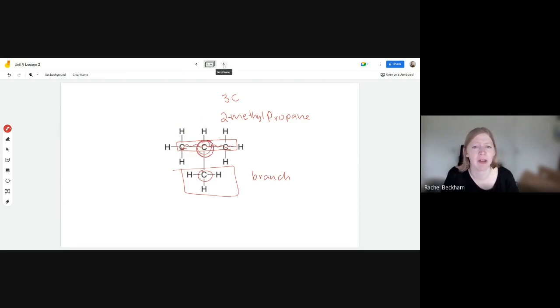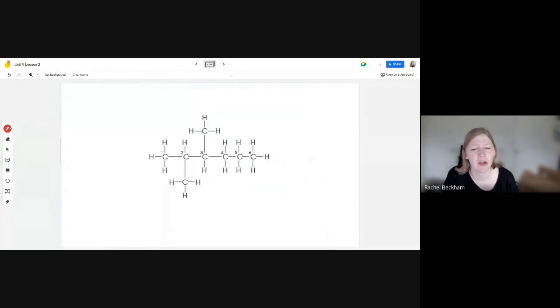So we're going to practice plenty more with that. So this is your first actual problem from your lesson. And it kind of helps you here. You see, this is our main branch. So how do we name the main branch? We count the carbons.